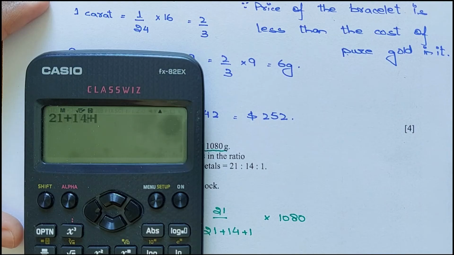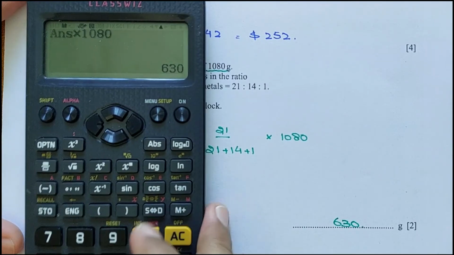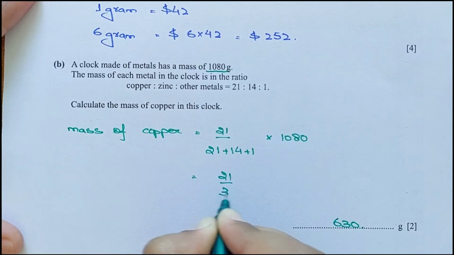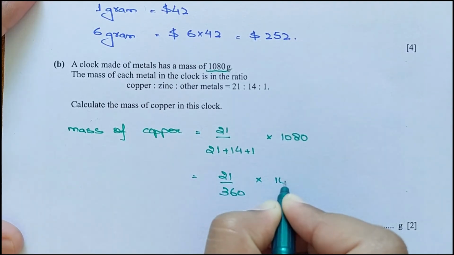21 plus 14 plus 1, which is 36. 21 divided by 36 and times by 1080, that is 630 grams. So that is going to be 21 out of 36 and times by 1080.